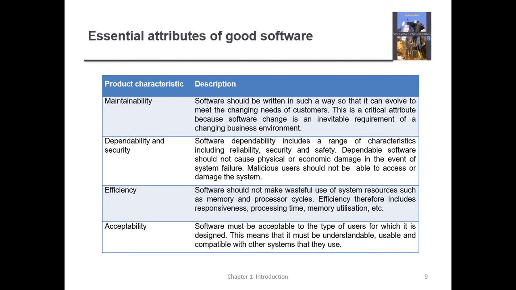Now let's talk about the essential attributes of a good software. What do you think the word attribute means? Attributes, what it should have. Characteristics. Yeah, characteristics. Good. So when you are coming up with a software, what can a person look for to determine or to know if this software product is really good or not? So what are the features, what are the characteristics of a good software? That's what we are talking about.